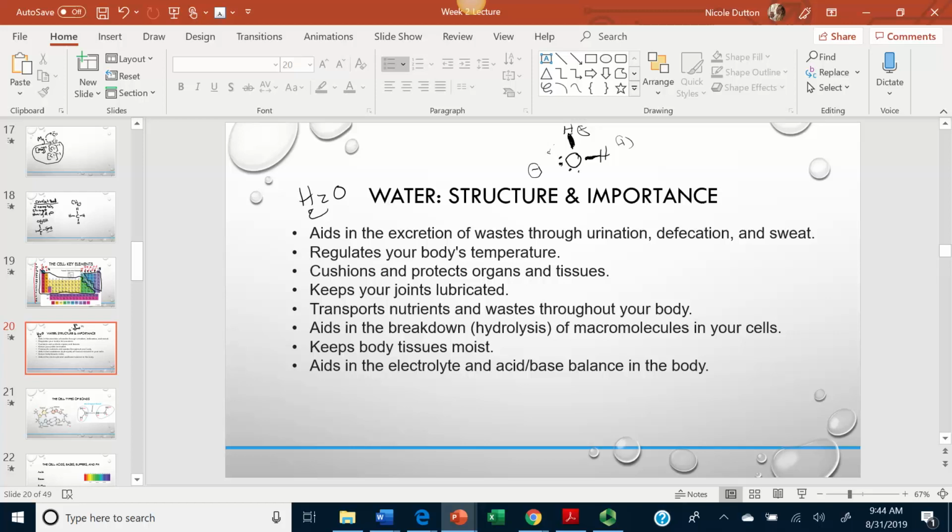Water also aids in the excretion of waste through urination, defecation, and sweat. In this class, we'll touch on this a bit when we get to the urinary system. But water helps draw wastes into it, and then you can dispose of that water. So you can sweat out the wastes that were dissolved into the water, you can urinate them out, or you can defecate them out. So water has a really good capacity to draw things into it.